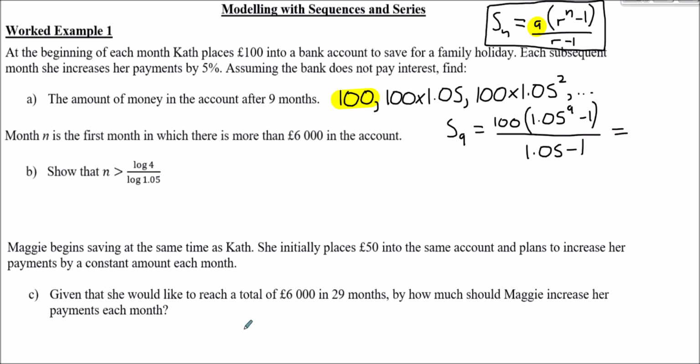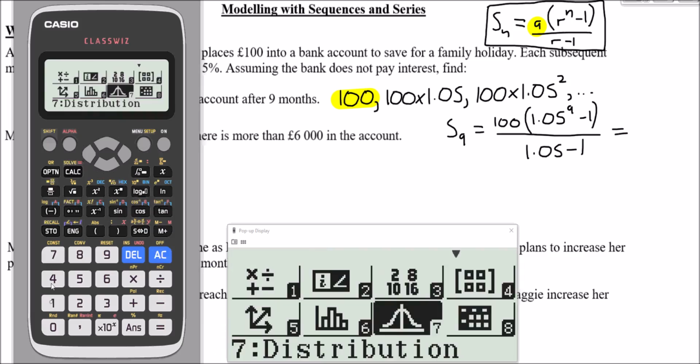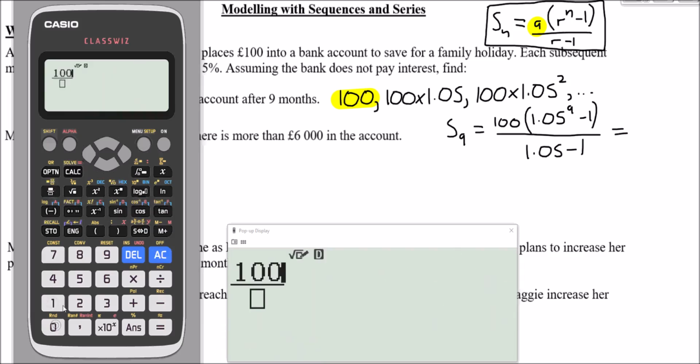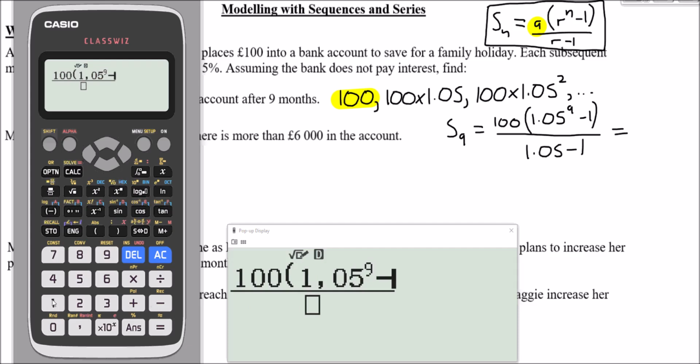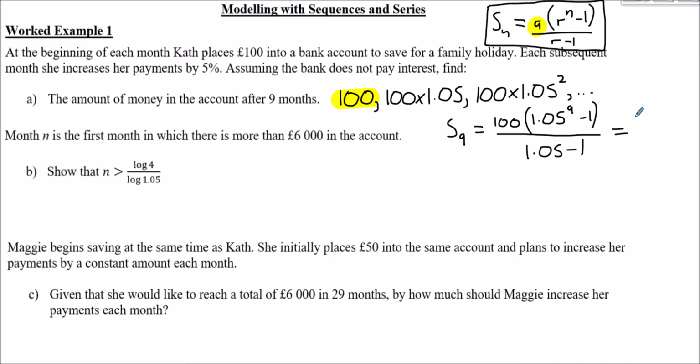So press equals and see what we get. It's going to be 100 brackets 1.05 to the power 9, subtract 1 of course, all divided by 1.05 minus 1. Press equals. We get, to the nearest penny, £1,102.66.